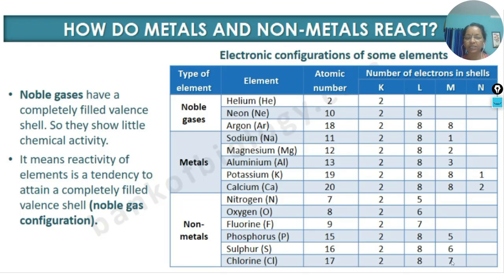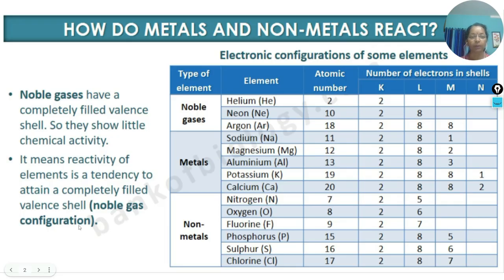So all the non-metals want to get electrons, whereas all the metals want to give out electrons. That is the speciality. And why are they giving out or gaining electrons? Because they want to reach a stable state, just like that of noble gases. That is the reason why metals and non-metals react: just to reach a stable state, a completely filled valence shell, just like noble gas configuration.